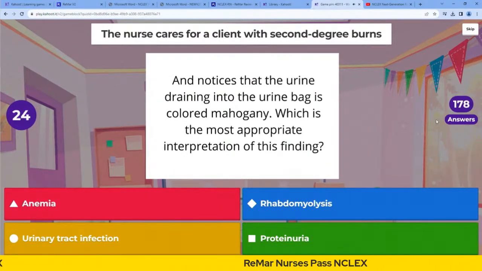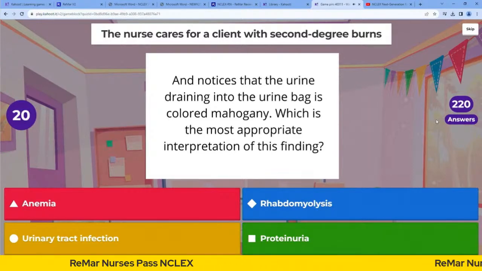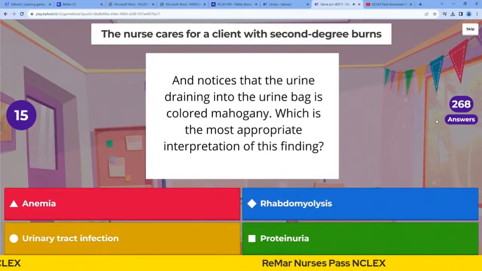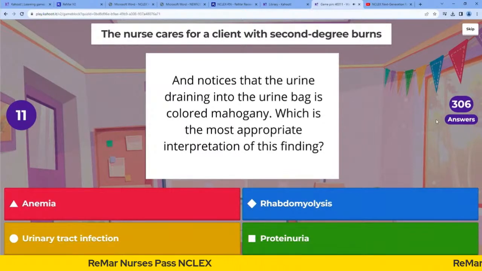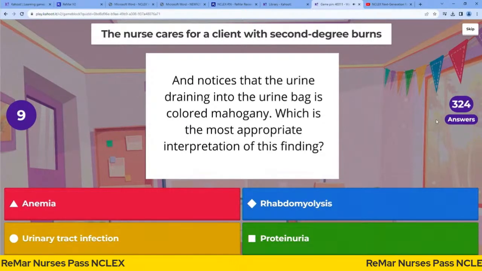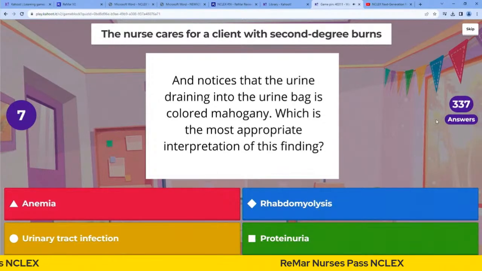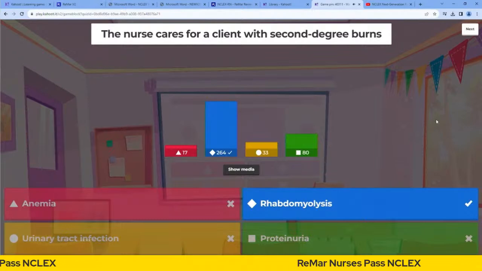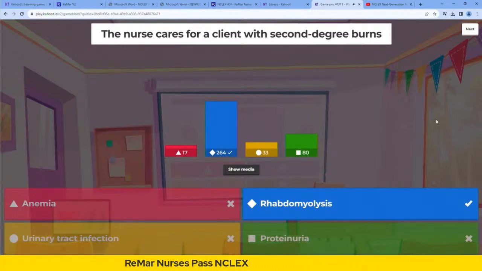All right. Urine that is mahogany color, a brownish color. Is it anemia? Is it a UTI? Is it rhabdomyolysis or proteinuria? Come on in. What sayeth you guys? Just one? Will one person get this right? Can we get 10 people to get this right? We got 264 people to get this right.